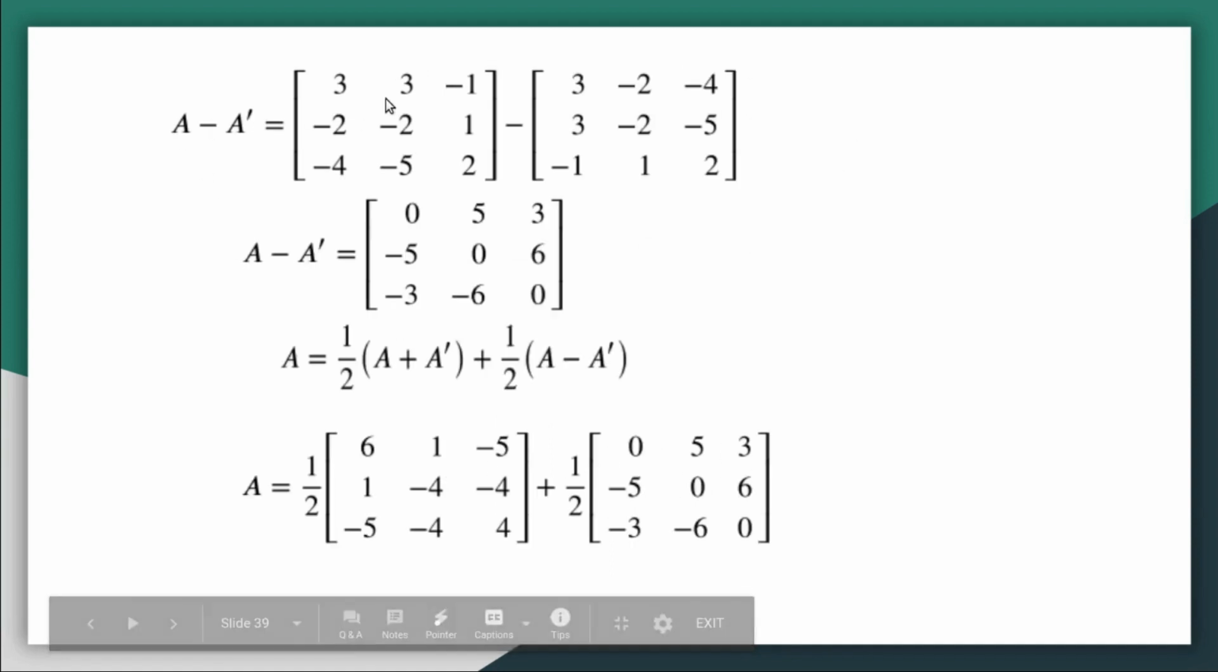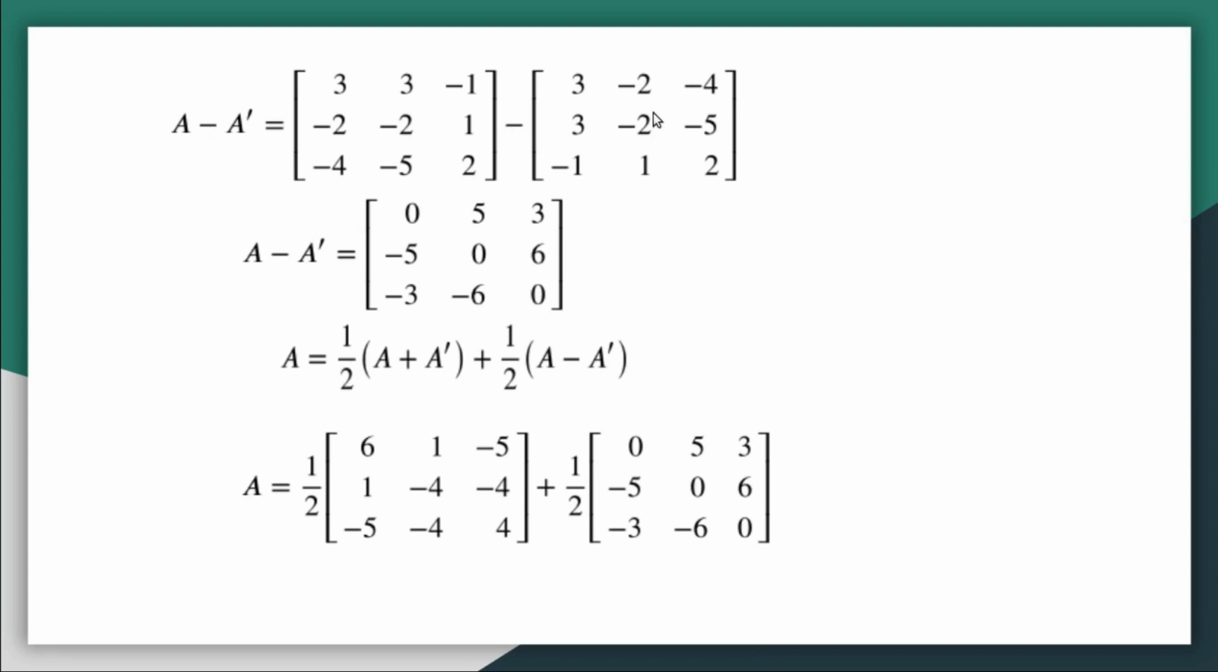Now A minus A transpose. 3 minus 3 is 0, 3 minus minus 2 is 3 plus 2, 5, minus 1 minus minus 4, that is minus 1 plus 4, which is 3, minus 2 minus 3 is minus 5, minus 2 minus minus 2 is minus 2 plus 2, 0, 1 minus minus 5 is 1 plus 5, 6, minus 4 minus minus 1 is minus 4 plus 1, which is minus 3, minus 5 minus 1 is minus 6, 2 minus 2 is 0. This is A minus A transpose.